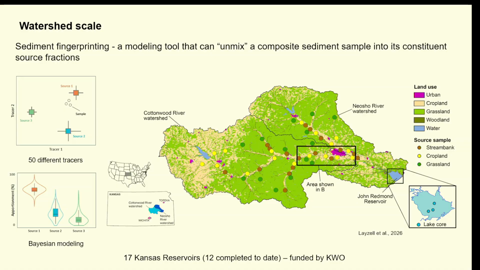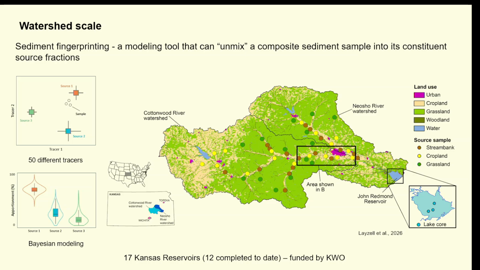Here's an example from the Cottonwood and Neosho watersheds upstream of John Redmond. We took some lake cores there, and the brown dots are where we took our source samples for stream banks, the yellow dots are the source samples for cropland, and the green dots are the source samples for grassland. If you look at the plot on the upper left, the white dots would be our composite sediment samples, so that would be our lake bed reservoir sediment.